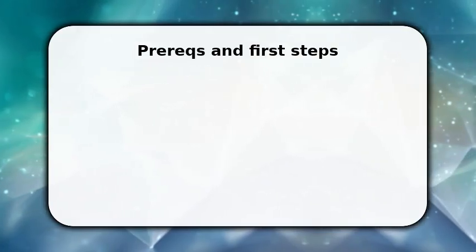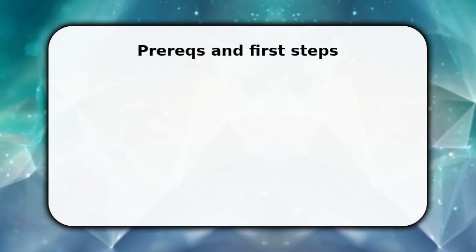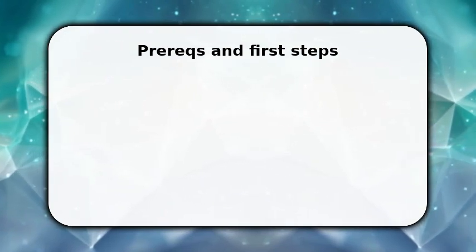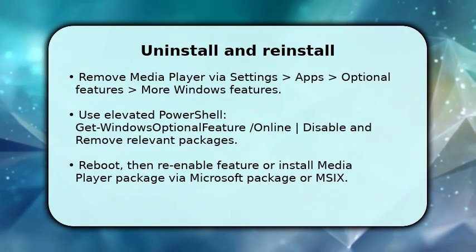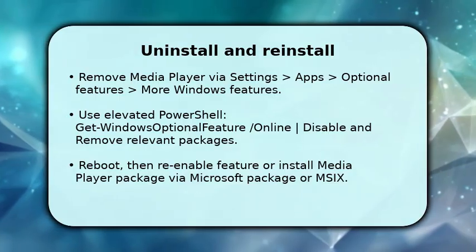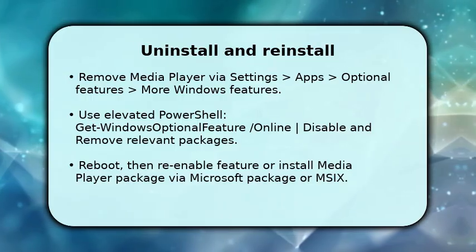Then open Settings and prepare to use optional features and PowerShell. These are the first actionable steps that let you control the reinstall process. You now remove the existing media player to force a clean install. First, use Settings App's optional features or turn Windows features on/off to uninstall.